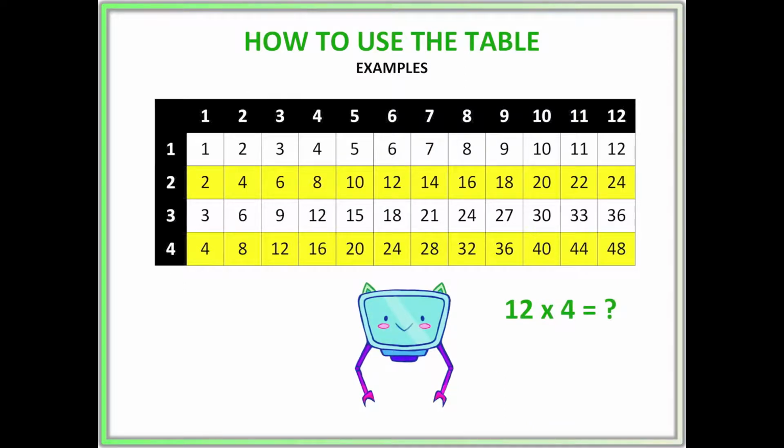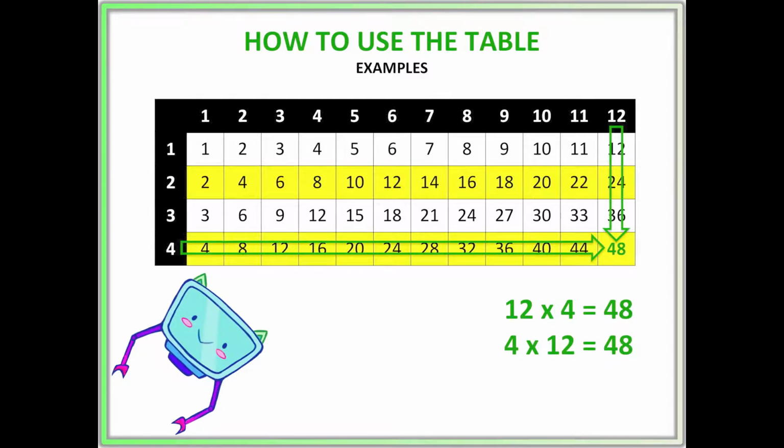Let's try one more. 12 times 4. Pause the video to try to figure out the answer and the turnaround fact. When you have your answers, continue the video. Did you get 48? How about the turnaround fact? 4 times 12 equals 48.